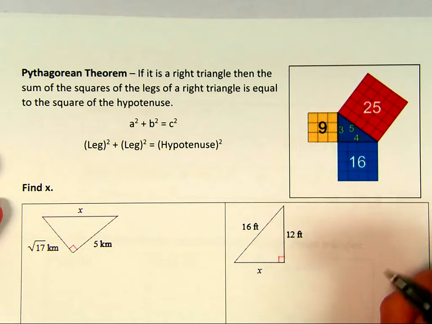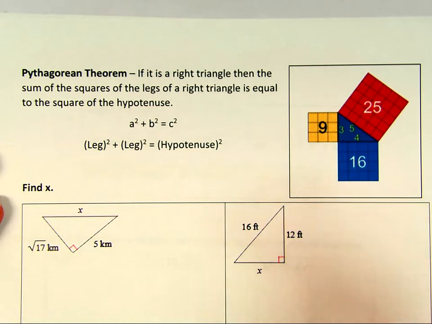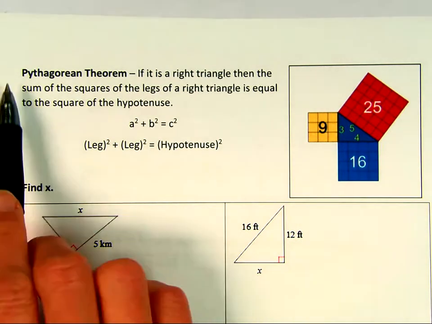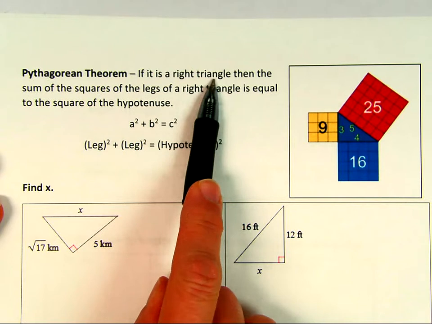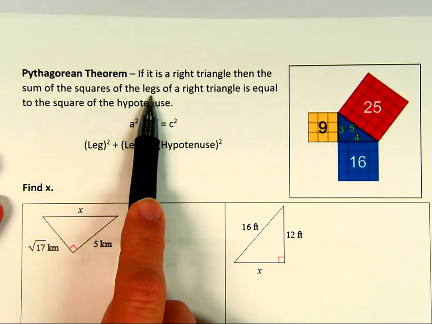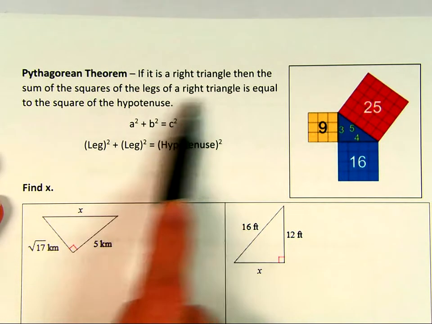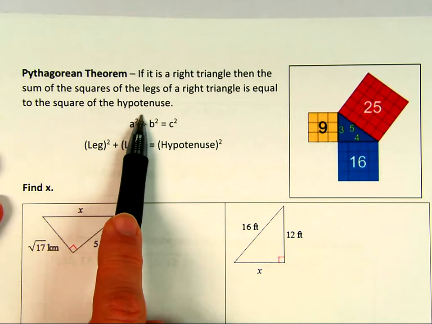You should have learned this in 8th grade, maybe 7th, and then reviewed it in Algebra 1. But today we're going to go a little step higher. So we're going to review what you should already know, and then we're going to take it one step further, because this is geometry. So first of all, the Pythagorean Theorem says if it is a right triangle, then the sum of the squares of the legs of a right triangle is equal to the square of the hypotenuse.